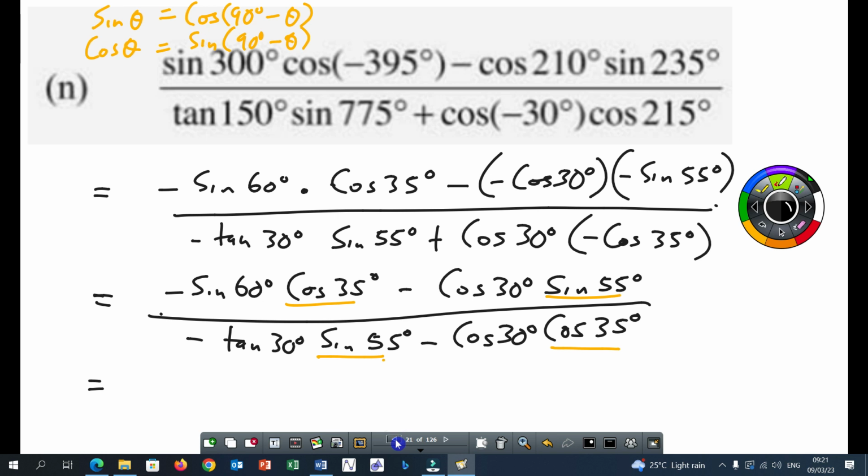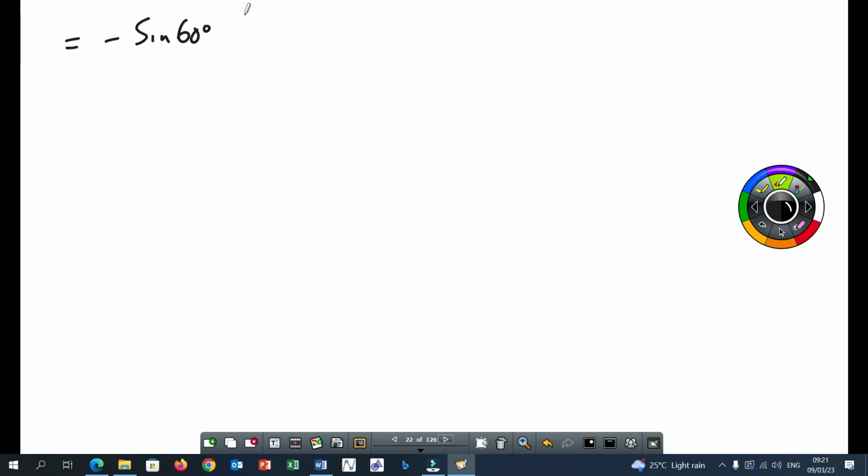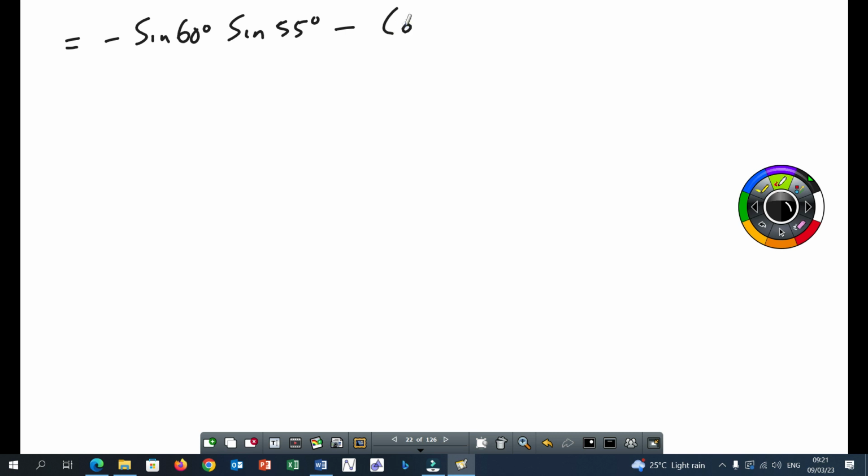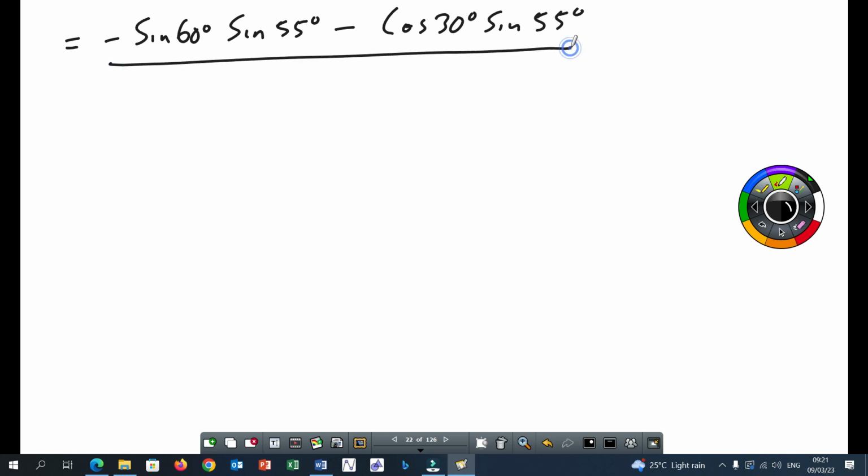So next page, I'm going to write minus sine 60 times sine 55 minus cos 30 times sine 55 degrees all over. Yes. Can you speak up, please?